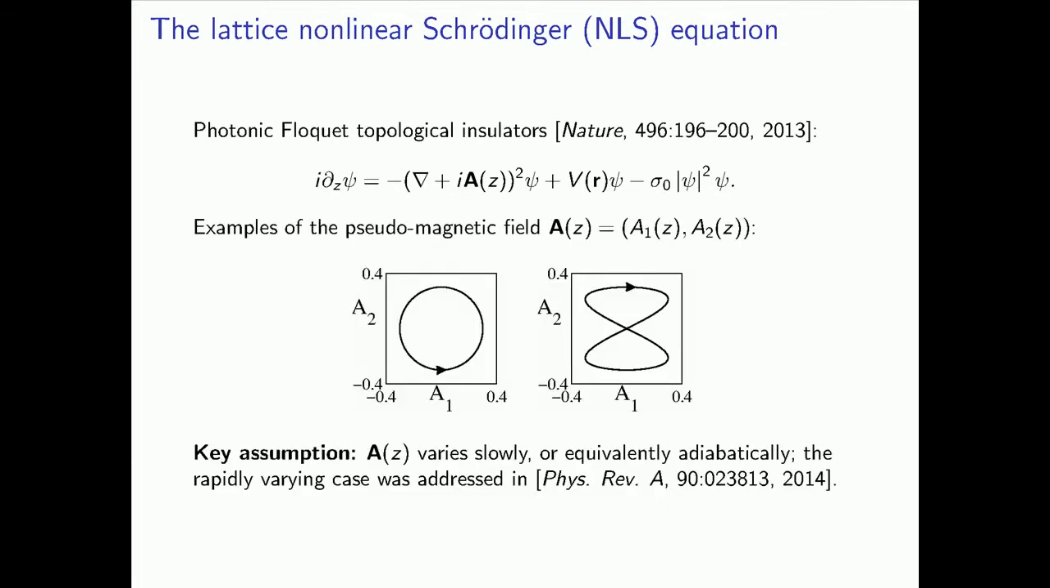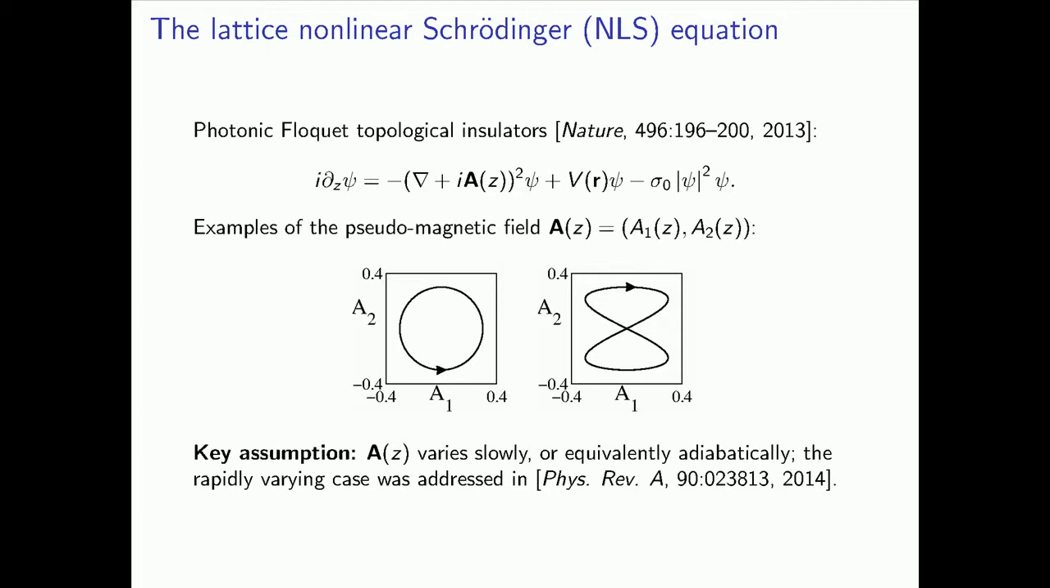The vector field A represents the periodic change of the refractive index in the direction of propagation, and plays the role of a pseudo-magnetic field. Taking this pseudo-field to be circular, as shown in the left figure, the edge waves were found to be nearly immune to backscattering. In this sense, photonic graphene exhibits the hallmarks of Floquet topological insulators.